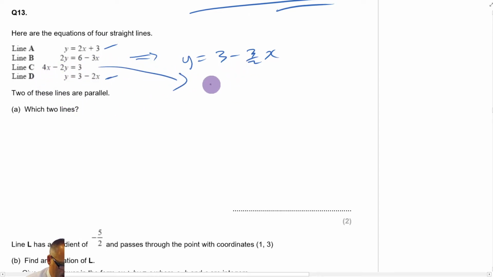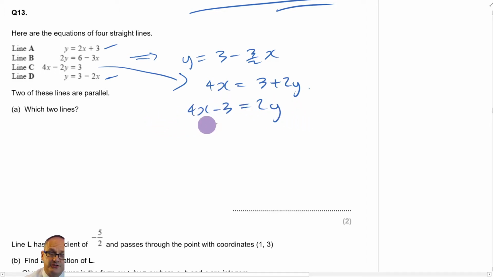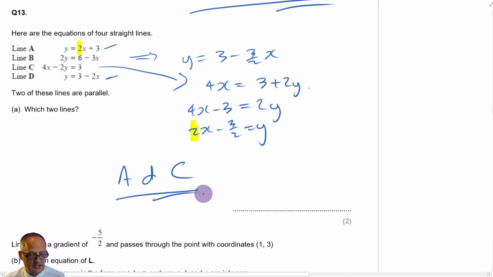So the fourth line, I'm going to make the -2y come on this side because I like pluses. So I'm going to give me 3 plus 2y. Take away 3, I get 4x minus 3 equals 2y. Divide by 2, I get 2x minus 3/2 equals y. And what you can see is the only thing that's part of the gradient is the 2. The 2 is the gradient and the 2 is the gradient. So therefore, A and C are my parallel lines because they have the same gradient.